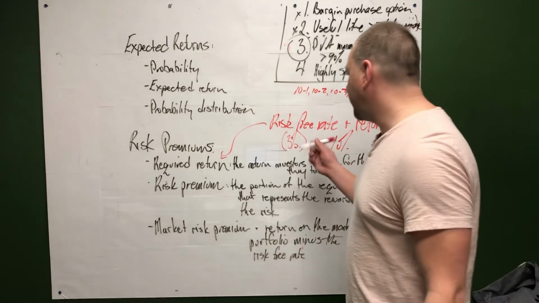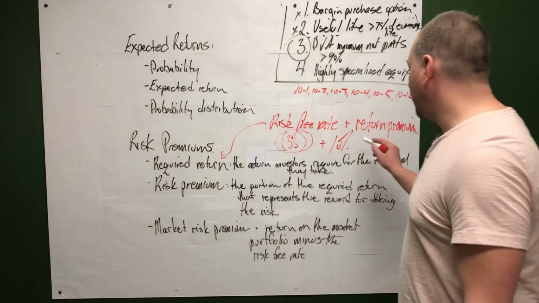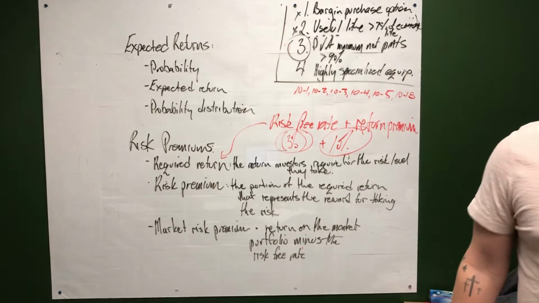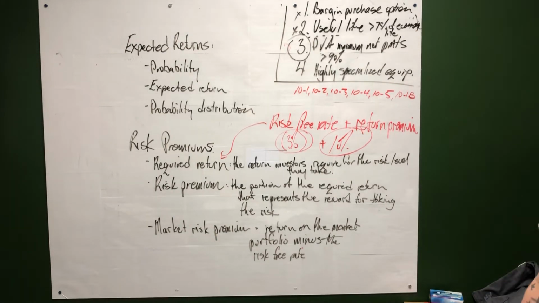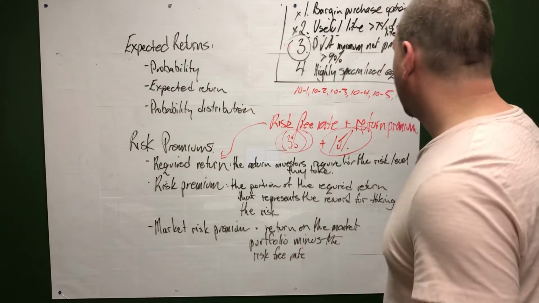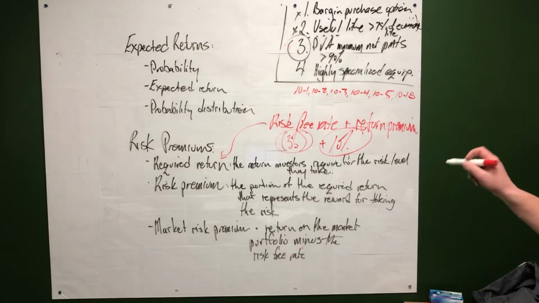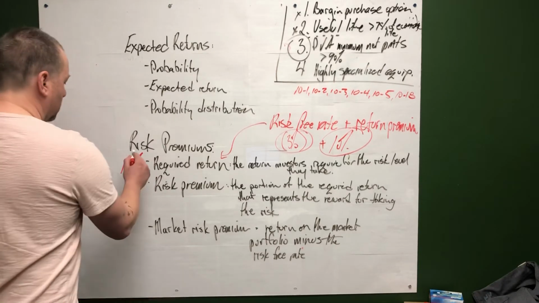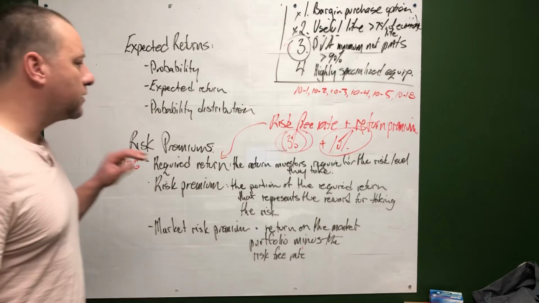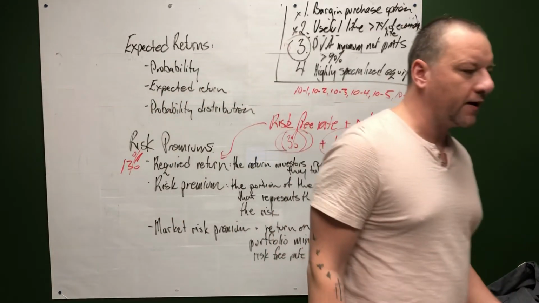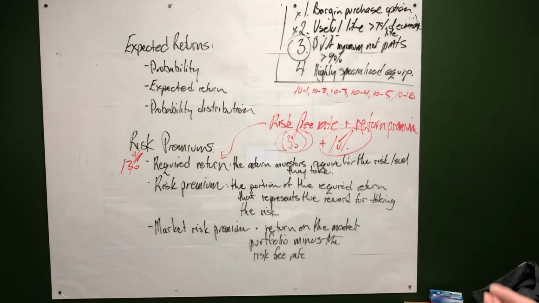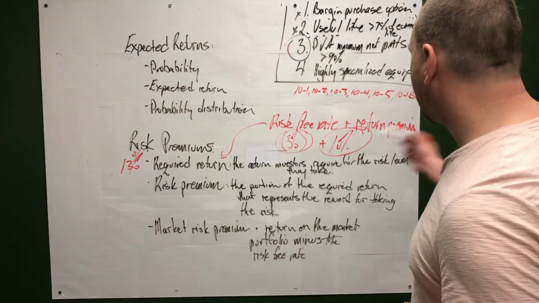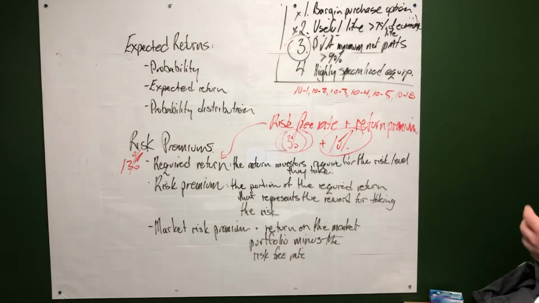Now, we know we can guarantee ourselves 3%, so we better go find an investment that's going to return us 10%. That might be a little tough in today's day and age, but that's the gist of it. So the risk premium is the portion of the required return that represents the reward for taking that risk. If we want a required return of 13%, that's fine. We can get a government bond today for 3%, but we better find an investment that can make us another 10%. So our total required return is 13%.